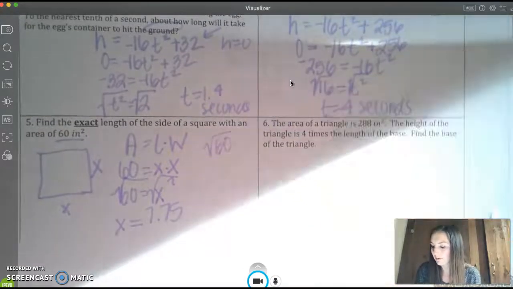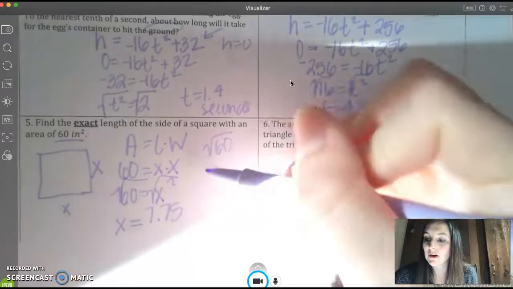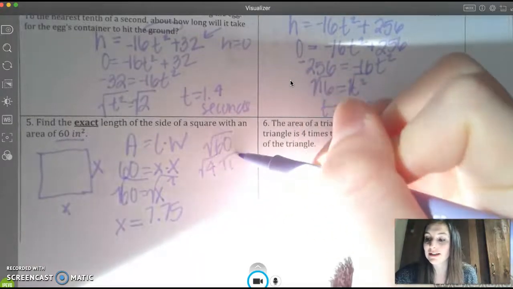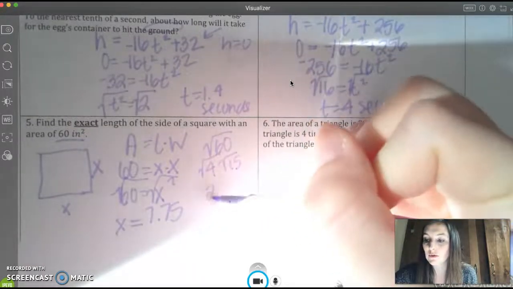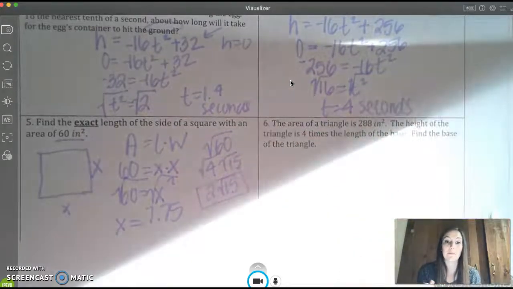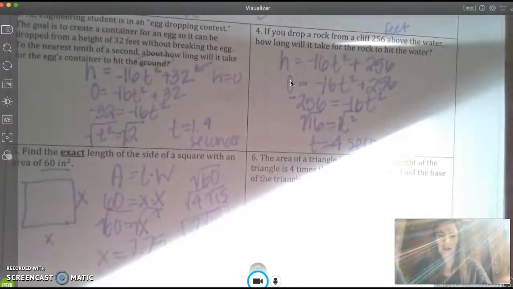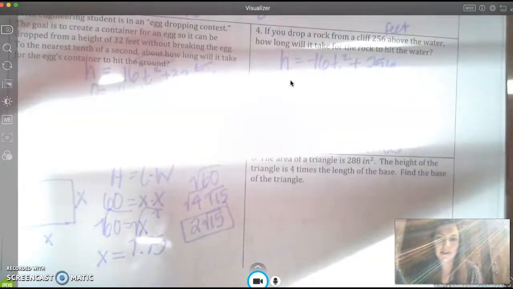Okay, let's see. What are perfect squares that go into 60? Well, 60 can be split into 4 and 15. So let's do that. The square root of 4 and the square root of 15. So the exact answer is 2 square root of 15. And again, it's only going to be positive because we can't have a negative side length. That's not possible. Okay?